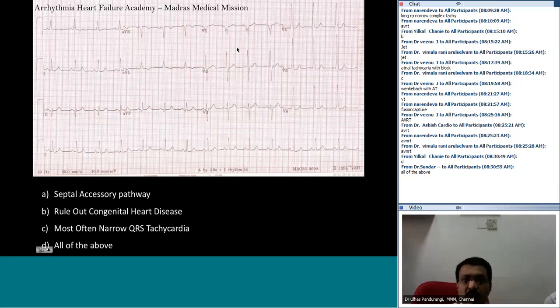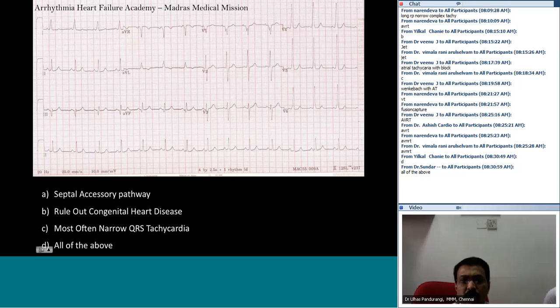Even in a patient who has, during the sinus rhythm, a pre-excitation pattern, most often the documented tachyarrhythmia is going to be a narrow QRS tachycardia. This is an important point I want you people to remember. Most often, accessory pathway mediated tachycardias are narrow QRS tachycardia, irrespective of whether during the sinus rhythm there was pre-excitation or not. So this is one of the correct statements.